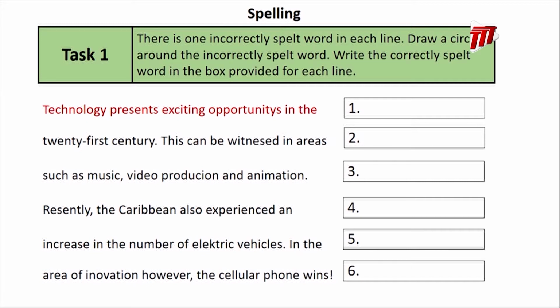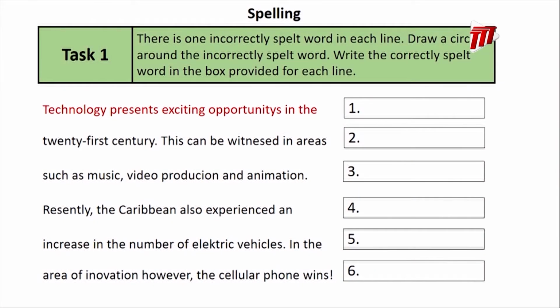Based on this, there's a small passage and each line has one incorrectly spelt word. You must circle the word that is spelled incorrectly with your pencil, and in the box provided next to the line, you are to write the correctly spelled word. Now, some of you are really good spellers and you could read the entire passage and probably circle the words right away. And some of us need a little more time and we have to do it line by line. Whatever works for you, you do what works for you. If you have to read it line by line, fine. If you can read the entire thing and circle your words in each line right away, you go right ahead.